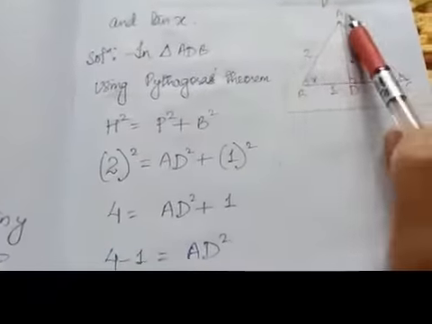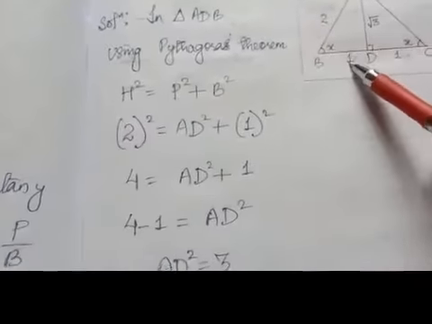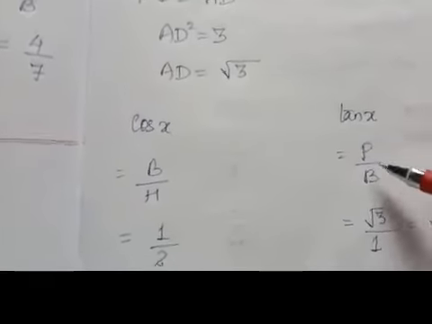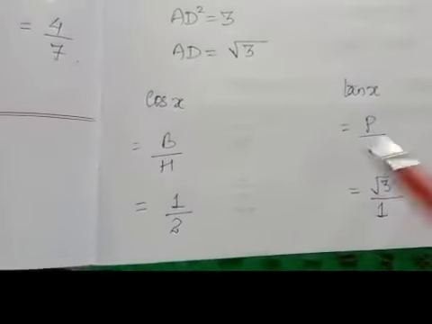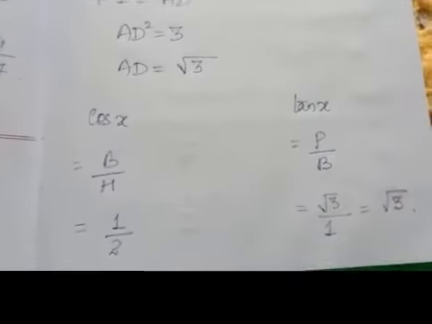You have to find cos x and tan x. Cos x is 1 by 2. Tan x is root 3 by 1, which is root 3. So the value of cos x is 1 by 2. The value of tan x is root 3.